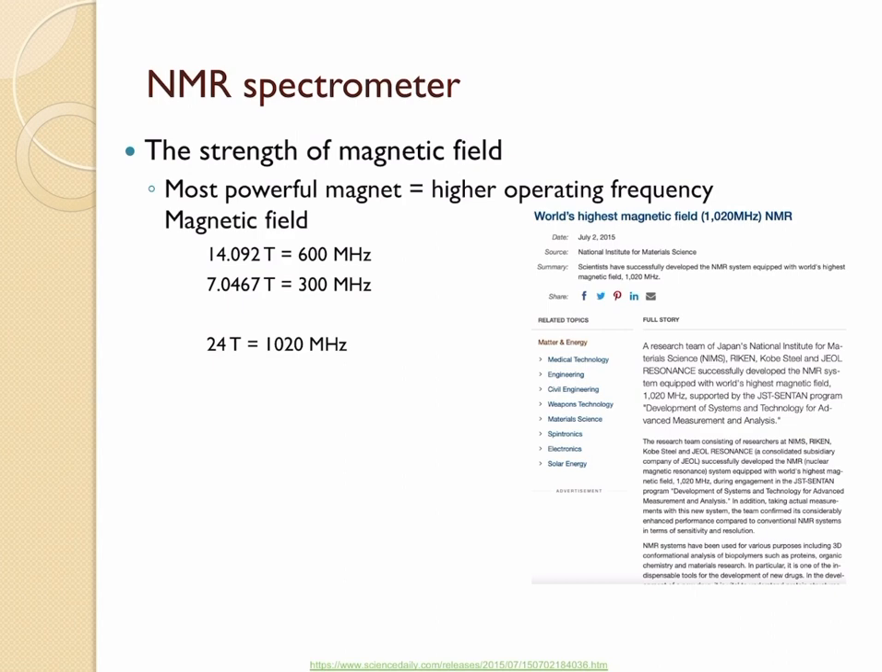And here is the article that has been published in 2015, which has the world's highest magnetic field NMR spectrometer. And for that operating frequency, we definitely need to have a very strong magnet which has a field strength of 24 Tesla.